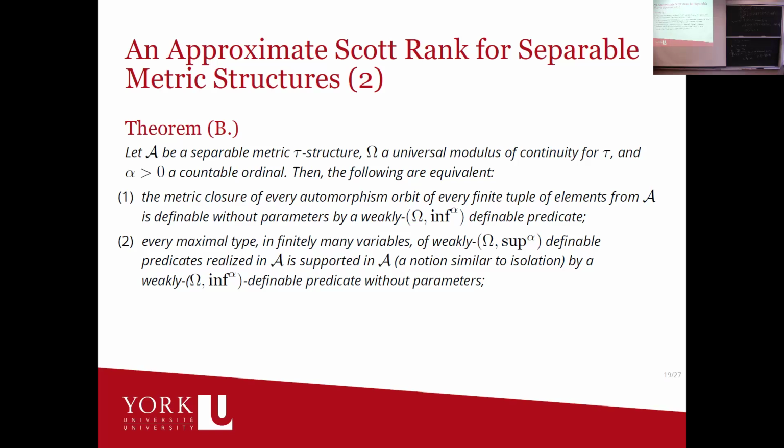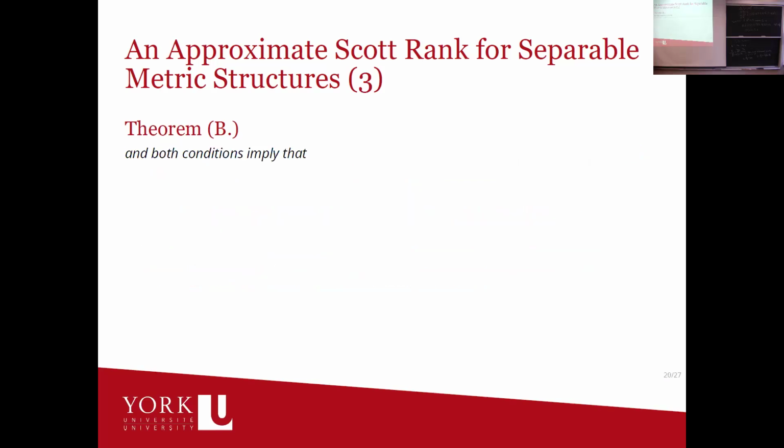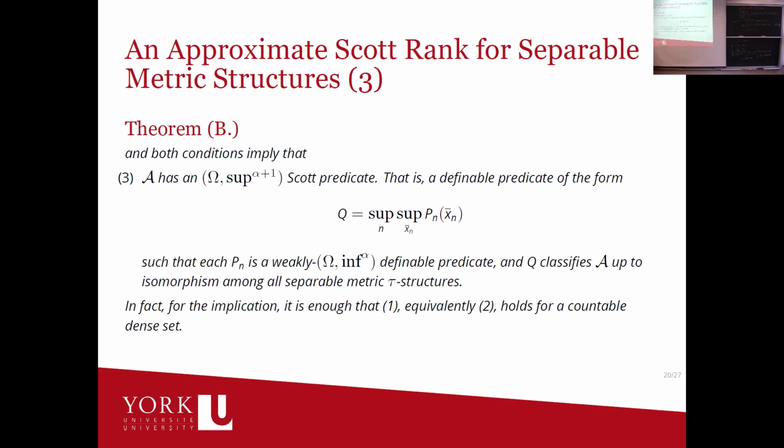So we have equivalence between 1 and 3, and they both imply 2. If all the orbits are inf alpha definable, then I can easily build a sub alpha plus 1 Scott sentence. What does the Scott sentence essentially say? It says that you can build a back and forth set. The sentence gives you the blueprints to make the back and forth property work.